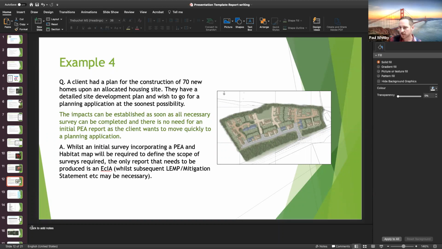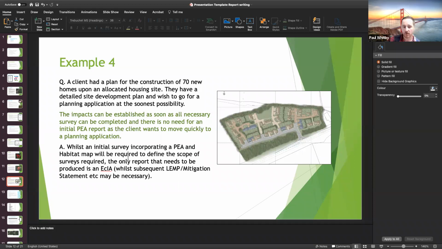And we're not going to produce a PEA in this instance because there's not the need to spend the time producing the separate document. We can highlight directly to the client within an email all of our findings and set out the further surveys that are required. But the data can simply, from our initial assessment, be kept and used for input into the ECIA moving forwards.